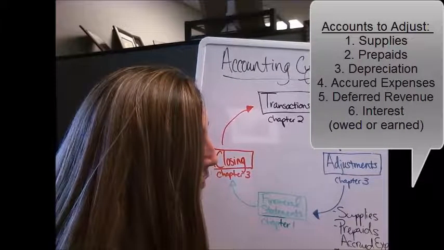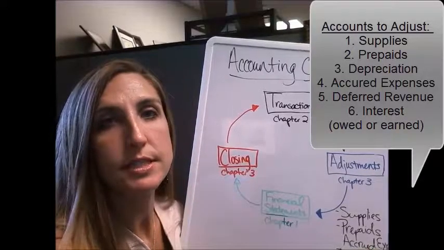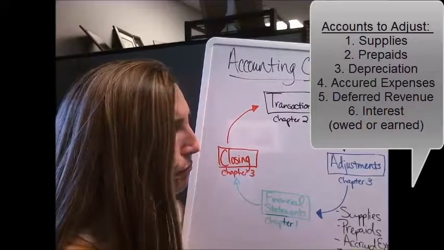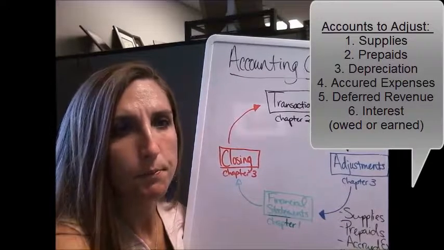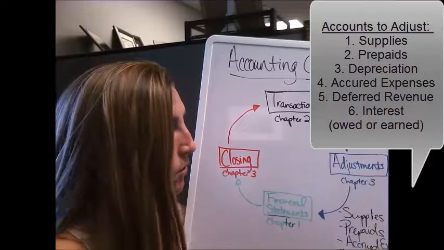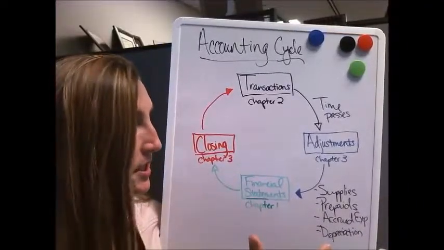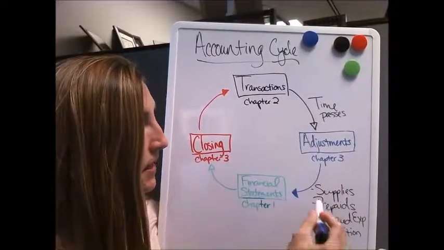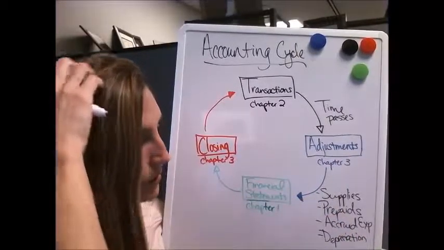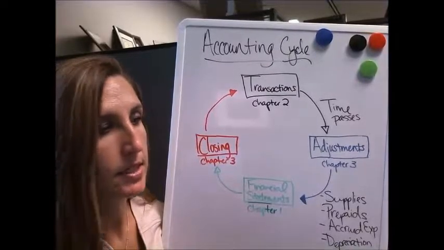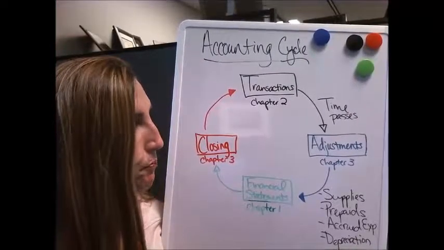And then the other two we're going to discuss would be interest and your recording of unearned revenue as earned revenue. So once you've earned the unearned, it would be adjusted. So some time has passed and these items plus any unearned revenue or deferred revenue and interest might need to be updated in our chapter.